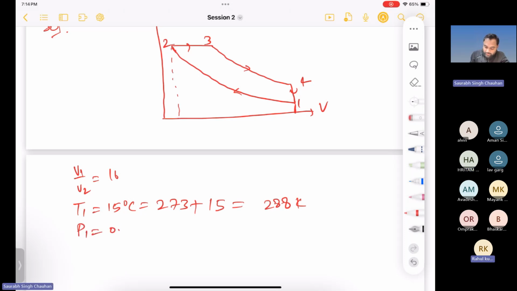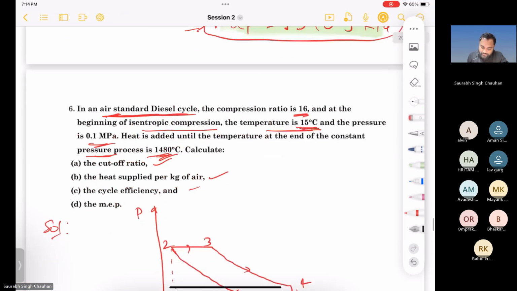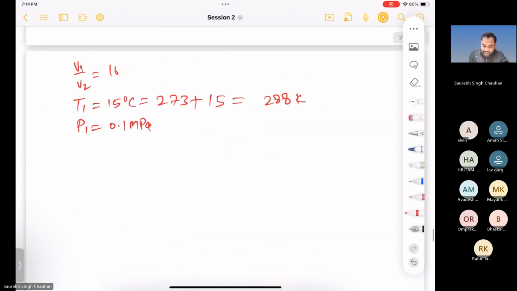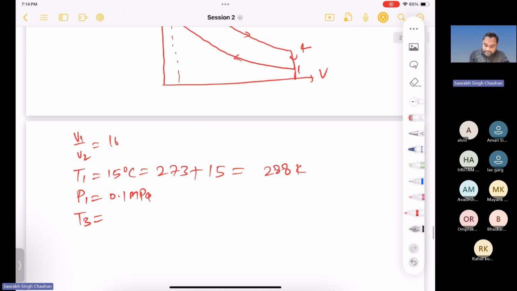Pressure was given to be 0.1 megapascal, right? Yes. And what is given? T2, sir. At the end of the constant pressure process. No, it is not T2, it is T3. Constant pressure is from 2 to 3, right? So it is T3.